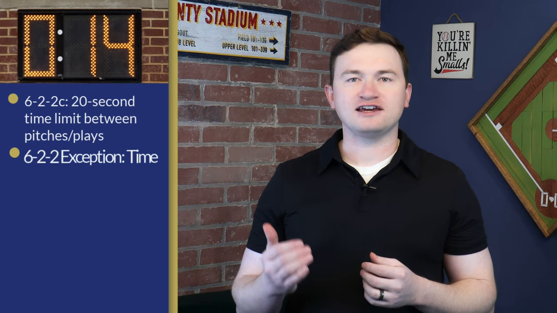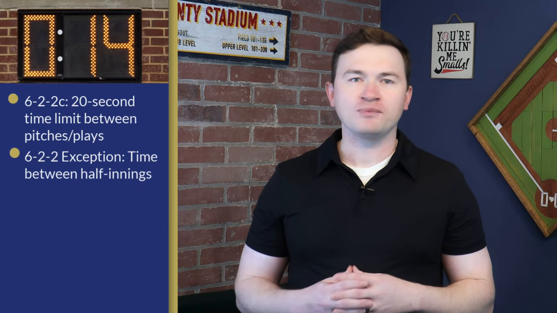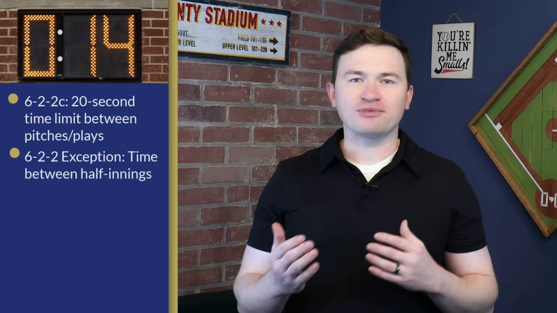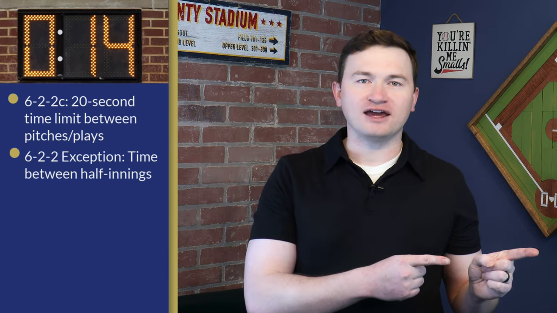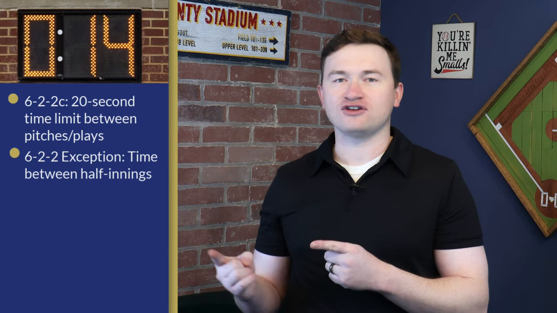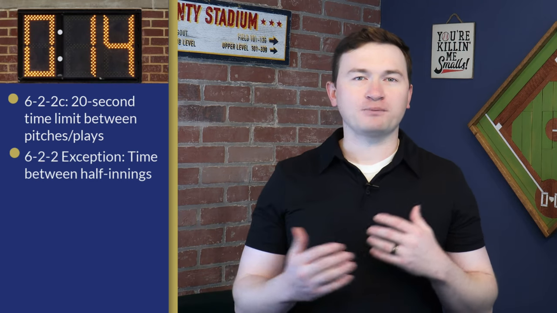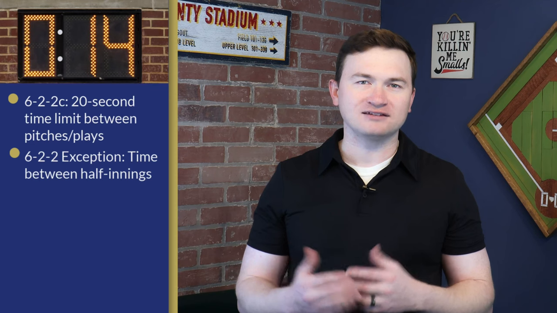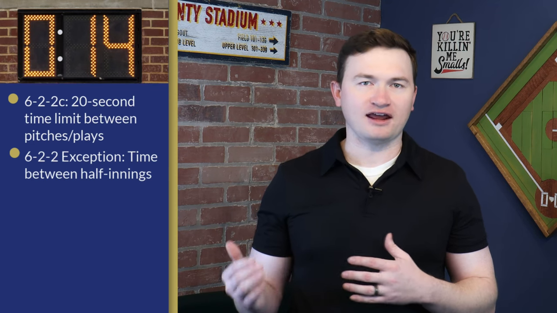The second rule is 6-2-2 exception, which covers time between half innings. This rule states that from the last out of the previous half inning, there should be no more than 1 minute and 20 seconds until the first pitch of the next inning. This supersedes any preparatory pitches and requires the umpire to stay engaged between innings and keeping the pace of the defense getting onto the field.